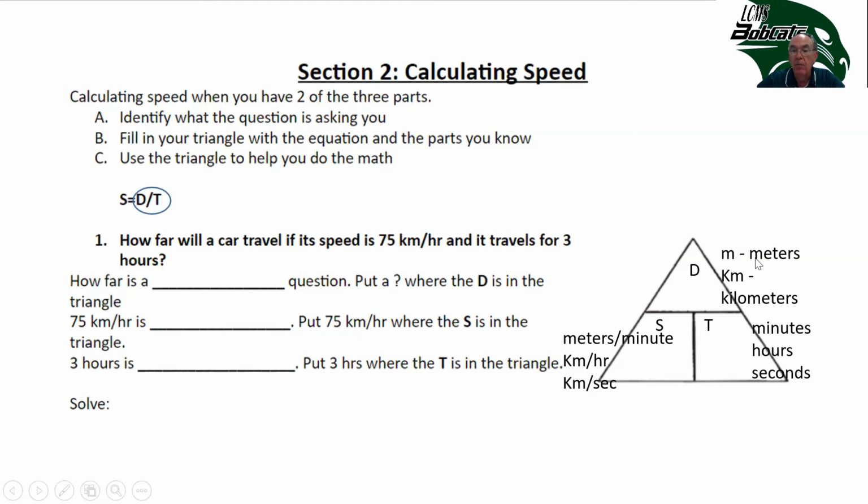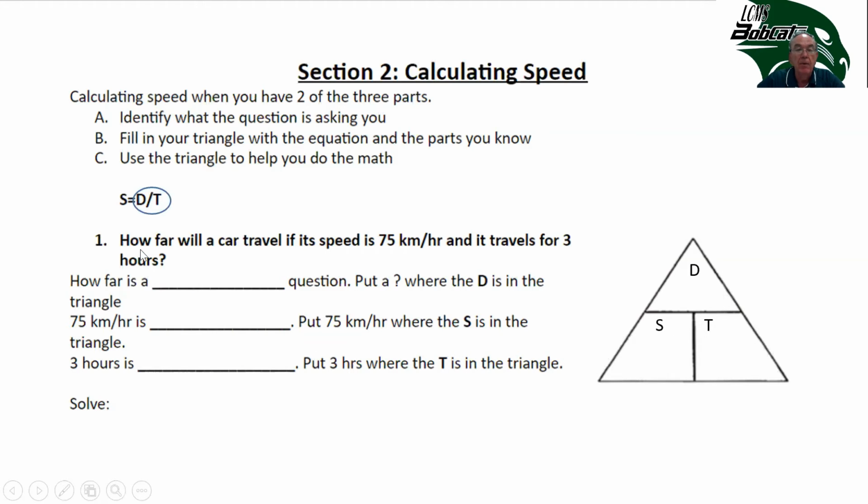So the speed could equal meters divided by minutes, which I put over here. It could equal kilometers divided by hours, so we could have kilometers per hour. It could be kilometers divided by seconds. Remember, this bar right here represents the fraction bar.